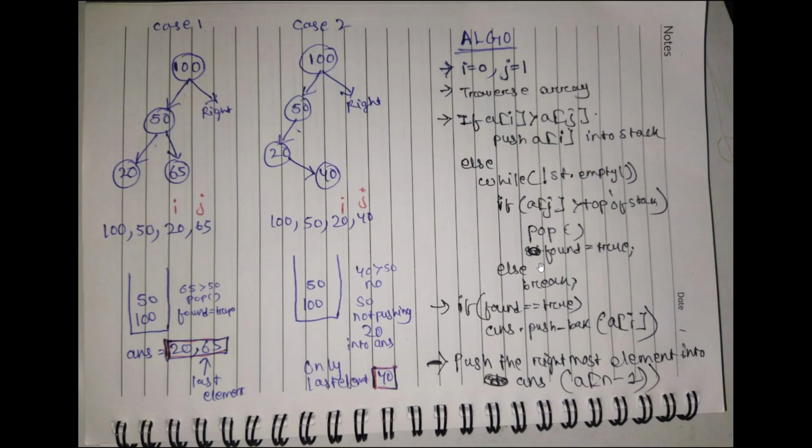In the else part, the top is 50, and a of j is 40. It does not satisfy the condition, so our found is false. It doesn't get converted to true. We break out, and when we break out, we check if found is equal to true. That is not the case, it is false, so we don't push back anything. So after the traversal, we push back only the last element, that is the rightmost leaf node, which is 40. So our answer is only 40.